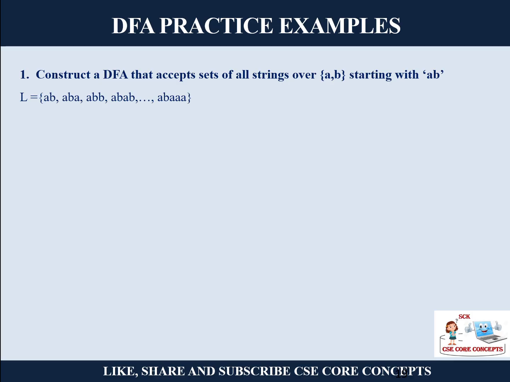So let us construct a DFA that accepts all strings over {a, b} starting with AB. Now the string should start with AB means what? After this group A and B, you can have any number of A's and any number of B's, right? So how will the language set look like? You have AB, then you can have any number of A's and any number of B's, okay? So how will your DFA look like?